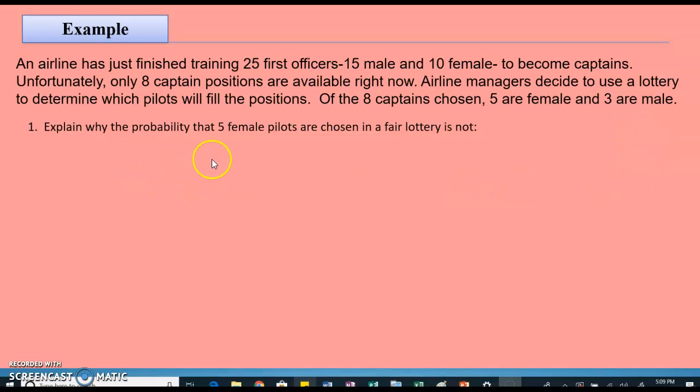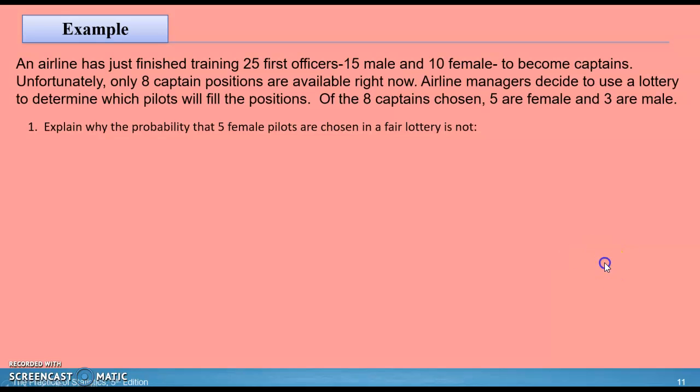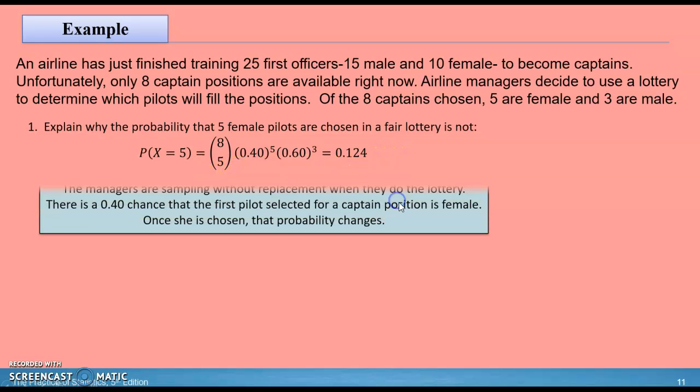First, we have to explain why the probability that 5 female pilots are chosen in a fair lottery is not this calculation. The reason is that once you choose someone, they don't get put back into the pot. So if I am chosen as a captain, I don't go back into the running of becoming captain number 2 because I've already been chosen. So that's called sampling without replacement.